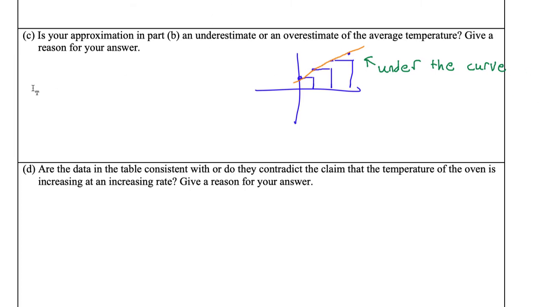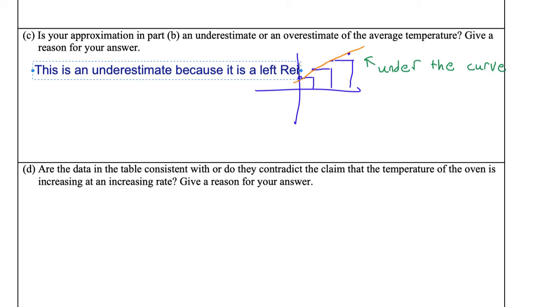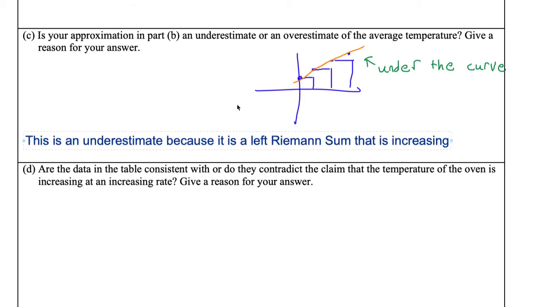So I come down here, and I can write down my final answer. We can say, this is an underestimate, and the only reasoning that you need to write down is because. This is an underestimate because it is a left Riemann sum that is just increasing. That is increasing. There we go. Let's move this down here. Come on, computer, don't die on me. That's all the rationale that you have.